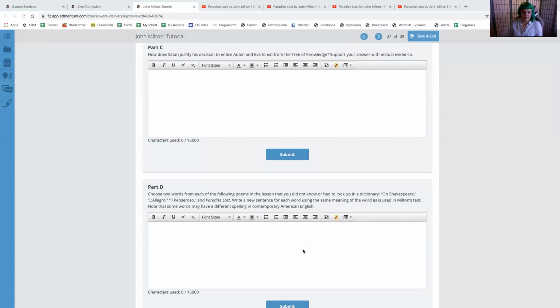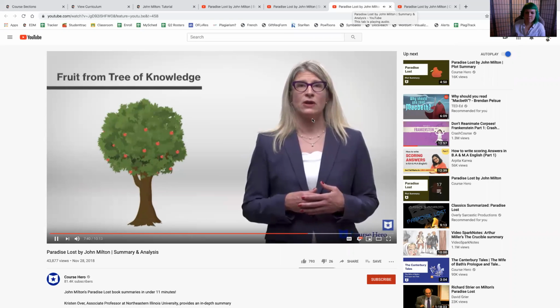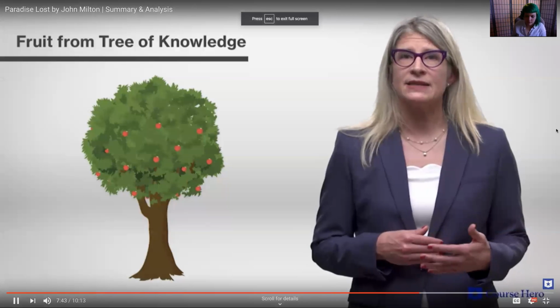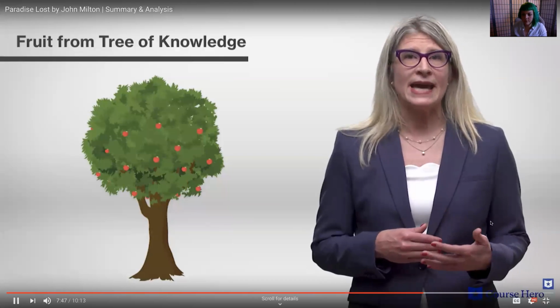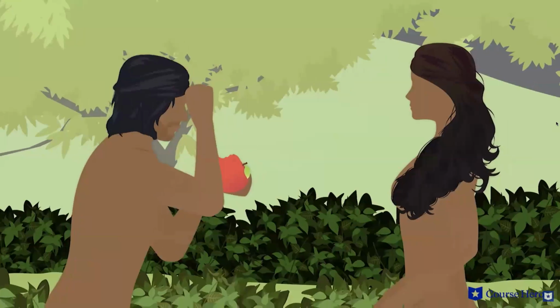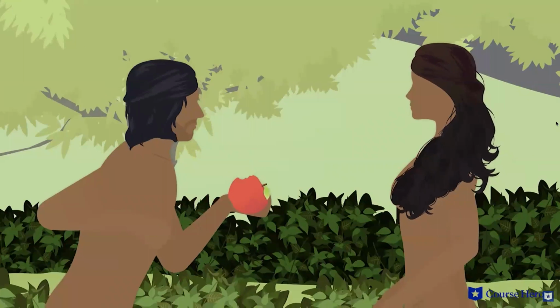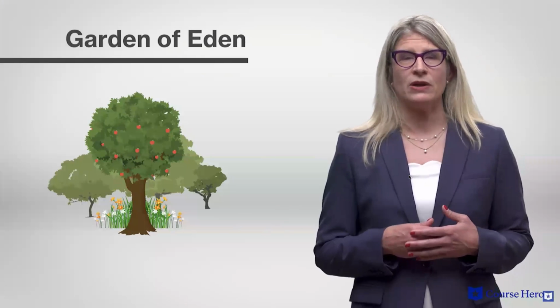How does Satan justify his decision to entice them? Let's see. Fruit from the tree of knowledge. The fruit symbolizes the seductive temptation to gain knowledge that only God should know. God forbids Adam and Eve from eating it, which makes them want it even more. Eating it causes both of them to fall from their innocent and ignorant state. The idyllic Garden of Eden symbolizes God's favor and his direct connection to Adam and Eve.